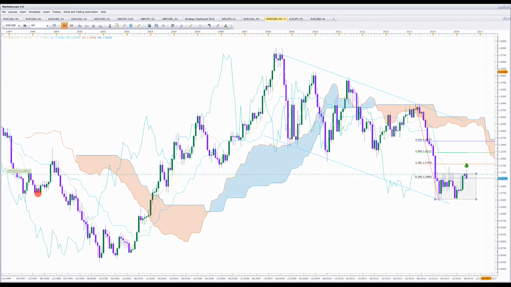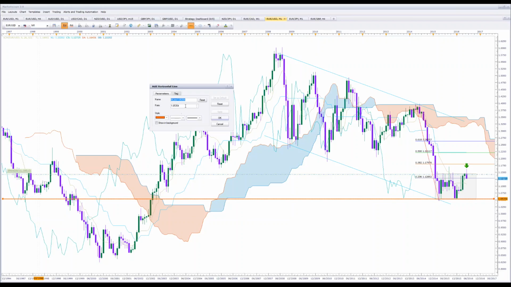It tested it back again over here, and now it's basically stuck in this exact same level 20 years after, which is pretty interesting and makes it incredibly important and strong. And the more times a level is tested, the stronger it gets, you see. So this time it's actually a little bit lower, so it's 105 basically, right? So this is our main support level at the moment.